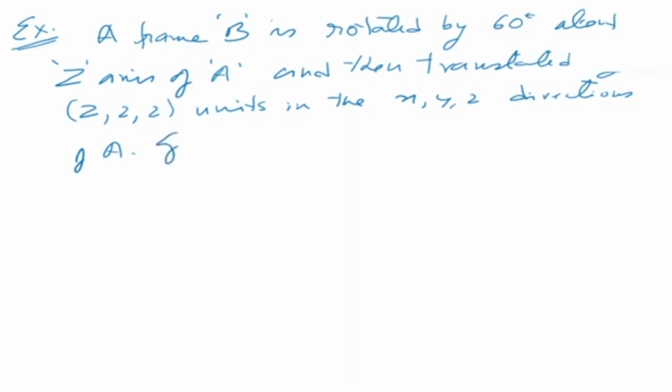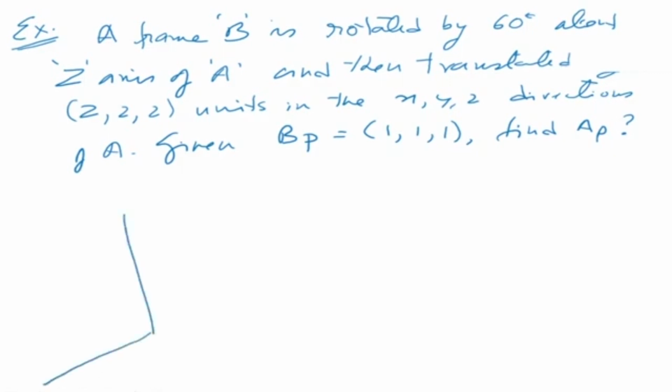Now, if you are given the coordinate of a point P in frame B as 1, 1, 1, find its coordinates in A, AP. As I said, the base of the robot is not moving, so we have to always convert to the base frame of the robot. Now, how do we solve this problem? Let's draw it and understand first.